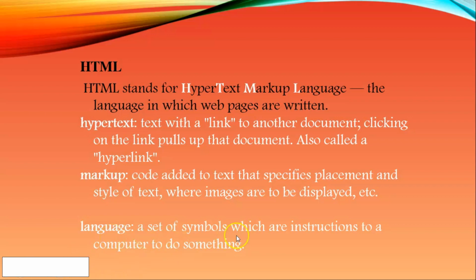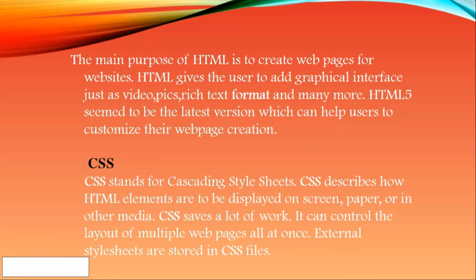Next is language. This is nothing but a set of symbols which are instructions to a computer to do something. The main purpose of HTML is to create a web page for websites. HTML allows the user to add graphical interface such as video, pictures, rich text format and many more. Next it is CSS. CSS stands for Cascading Style Sheets. CSS describes how HTML elements are to be displayed on the screen.